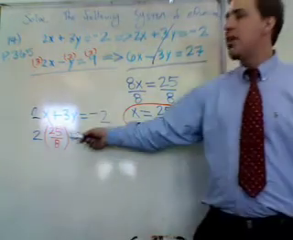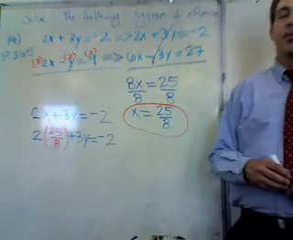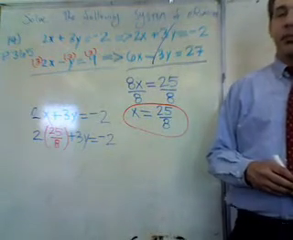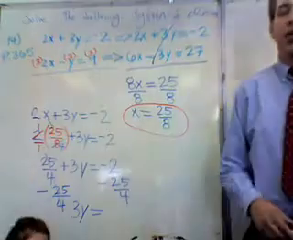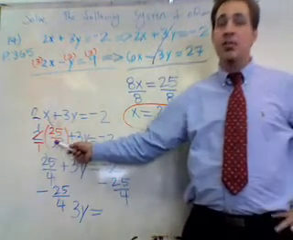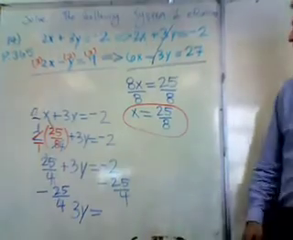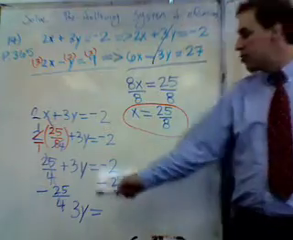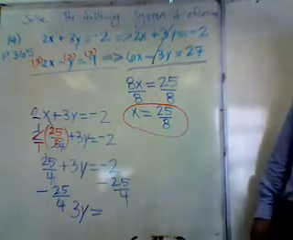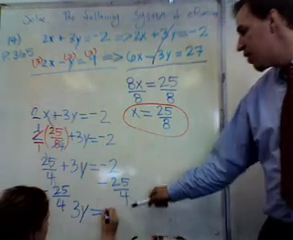2 times 25 equals what? Actually, we can cancel this 2 over 8. Right? What do we do? In working with fractions, you notice that 2 goes into 8 4 times. So we cancel that. We get 25 over 4 plus 3y equals negative 2. We subtract 25 over 4 on both sides, and we get 3y equals minus 2 minus 25 over 4.